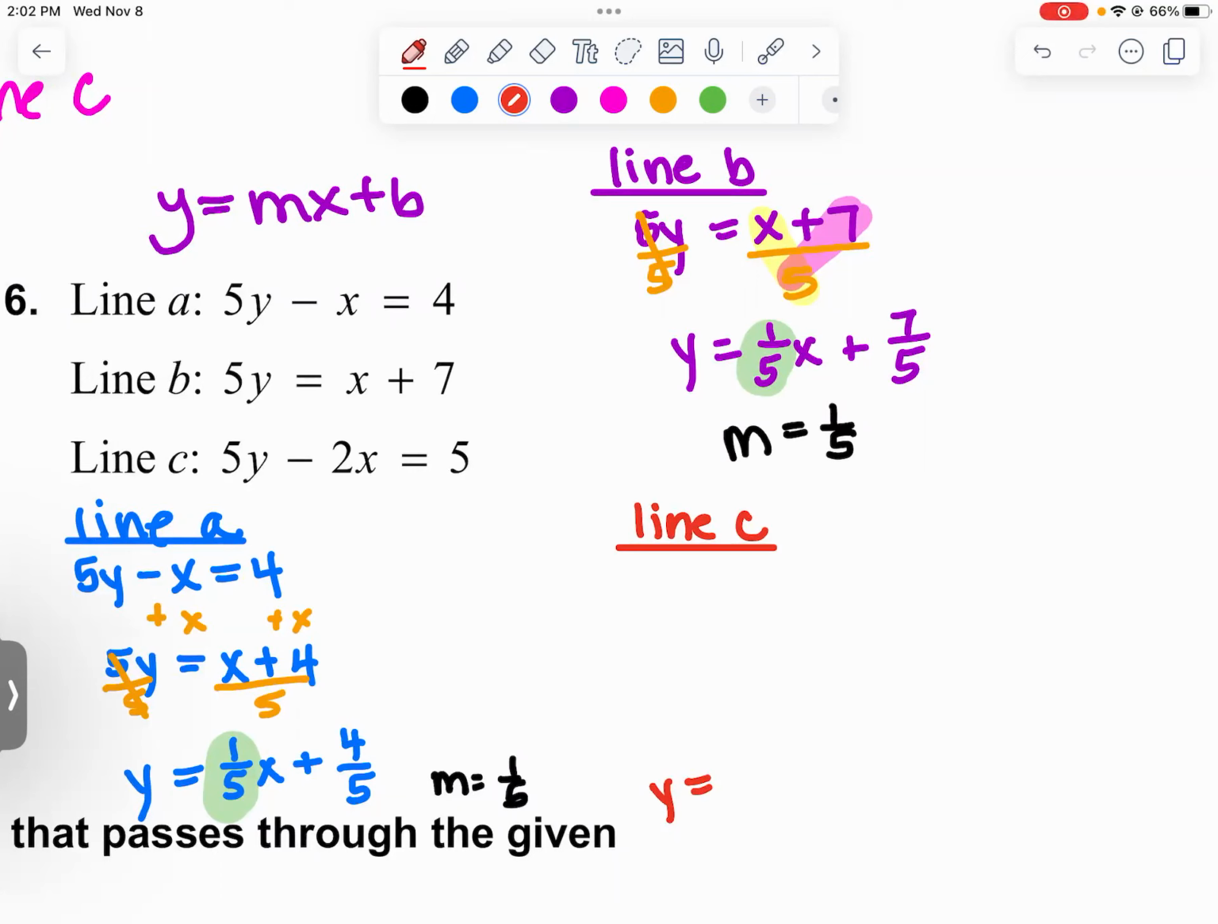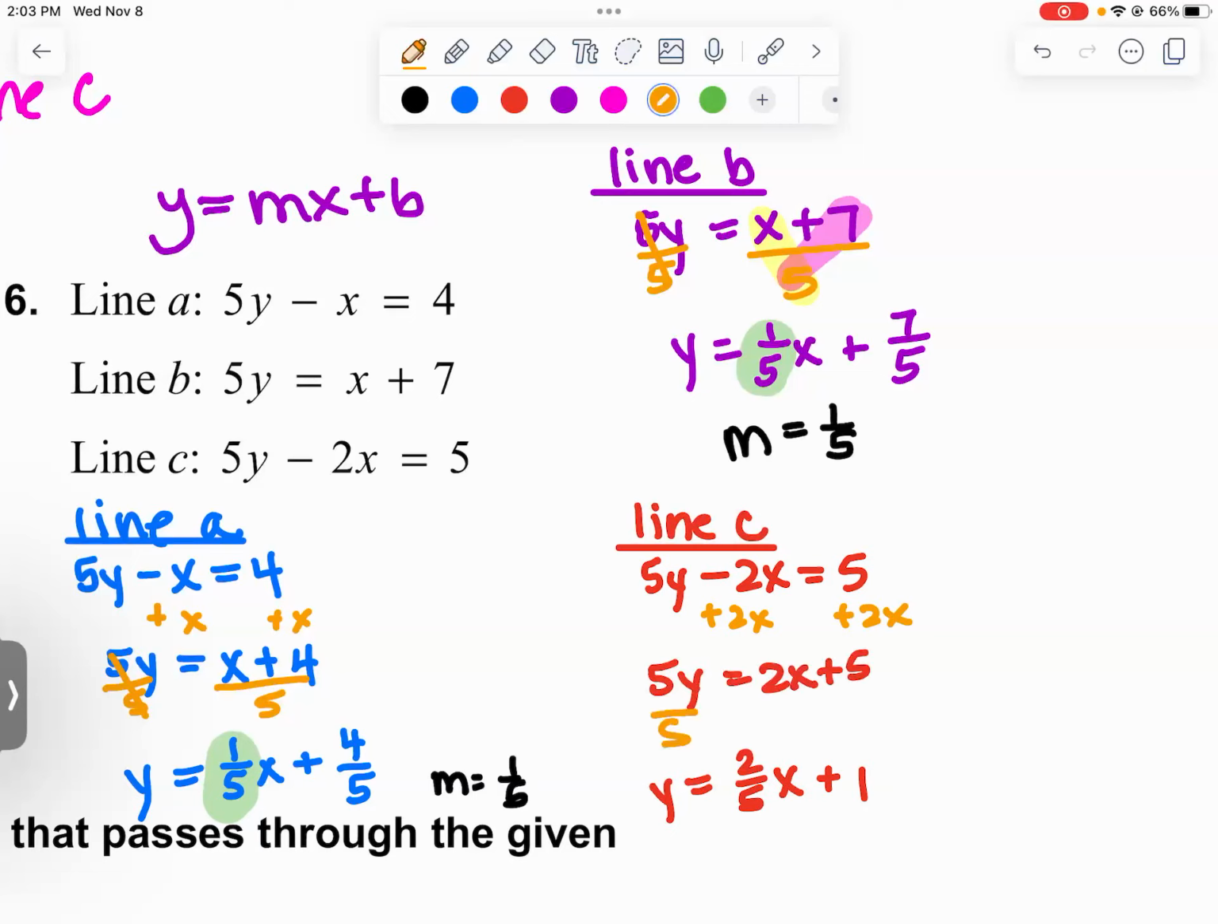Anyone want to share with me what they got? Okay, what'd you get? Slope of 2/5. So 2/5 x plus what? Plus 1. Okay, so if we have 5y minus 2x equals 5, we can add 2x to both sides. So now we have 5y equals 2x plus 5. And when we divide both sides by 5, yep, we get y equals 2/5 x plus 1, which means we have a slope of 2/5. Okay, so who's parallel?